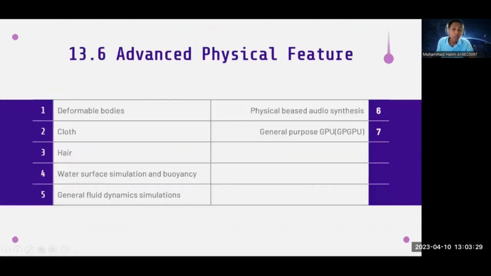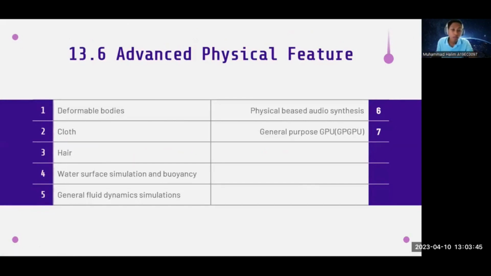Chapter 13.6 explains the advanced physics features. There are seven physics features, which are deformable bodies, cloth, hair, water surface simulation and buoyancy, physically generated sound synthesis, general fluid dynamics simulation, and general purpose GPU.